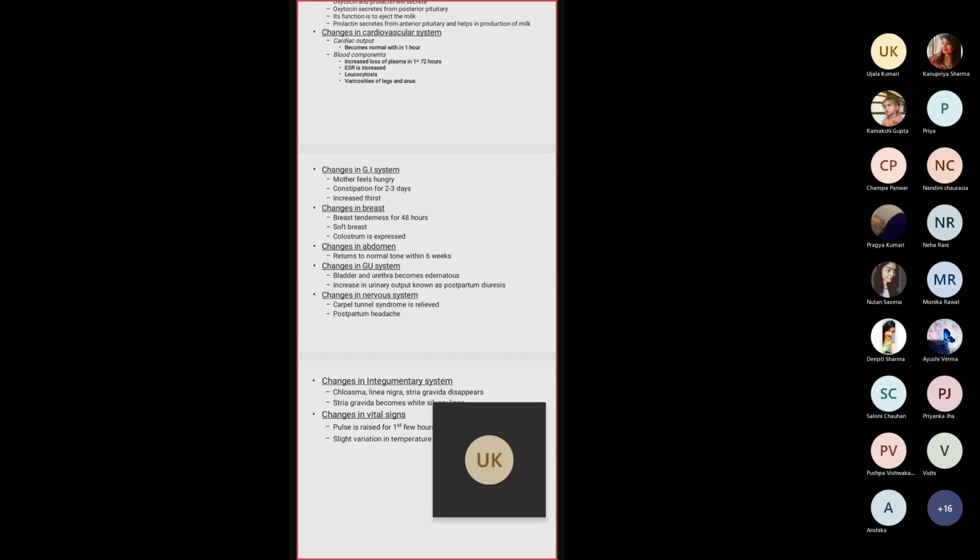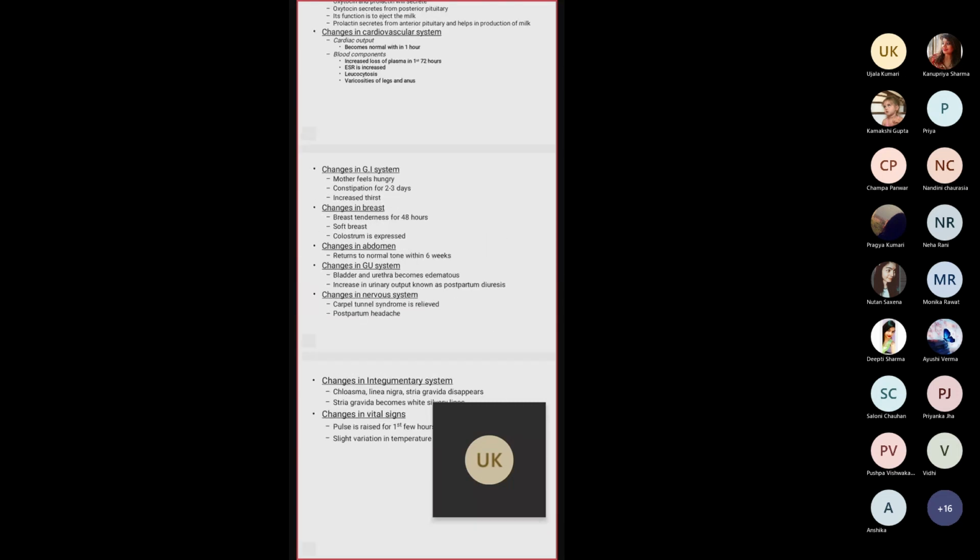And postpartum headache, some women may experience postpartum headache. This headache can come as a result of tension also. Women may have anxiety, like how to take care of the baby. She has to take care of herself. So because of all these things, women may experience postpartum headache.